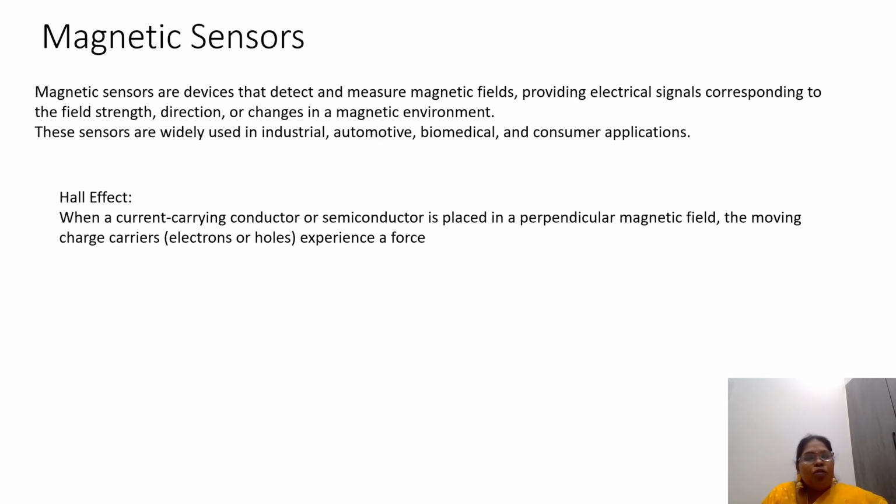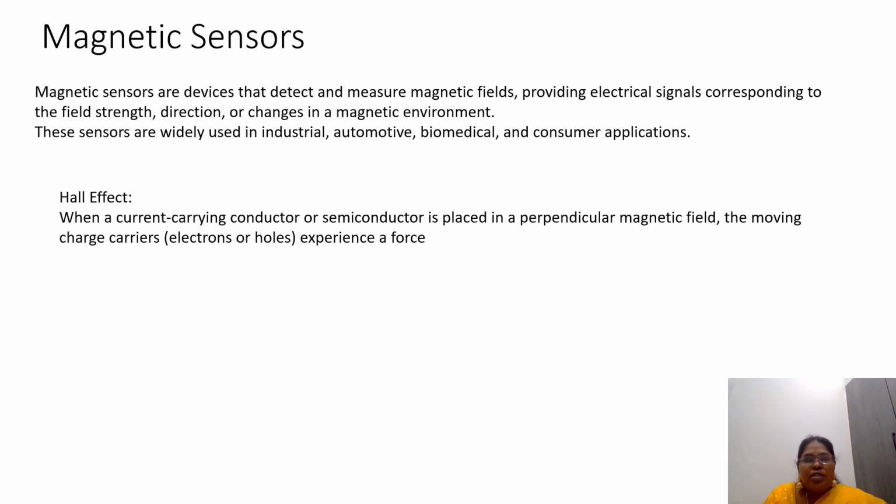And in that we have a method called the Hall effect. I have already studied the Hall effect in the 12th standard. When you have a current-carrying conductor and you place a magnetic field perpendicular to it, what will happen? When the magnetic field is perpendicular to the conductor, it produces some force. That force is called the Lorentz force. This force will create a voltage, and that voltage we call the Hall voltage.